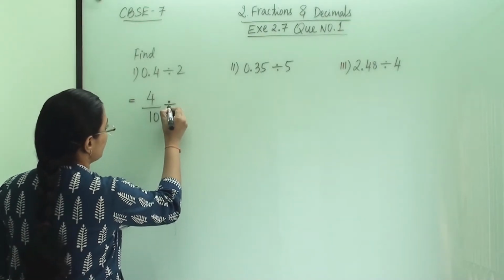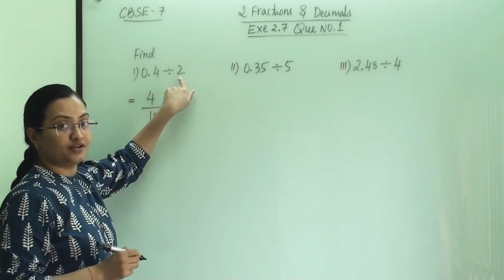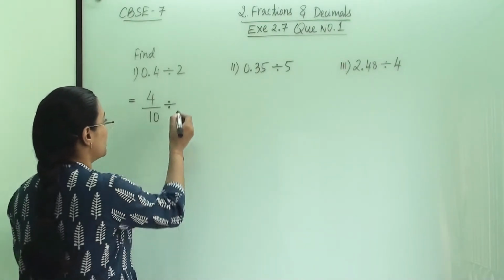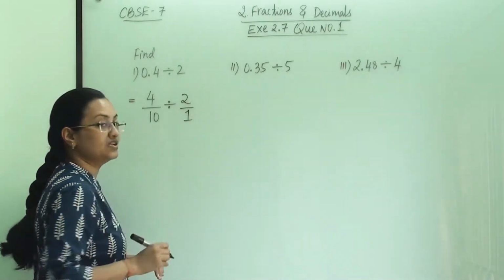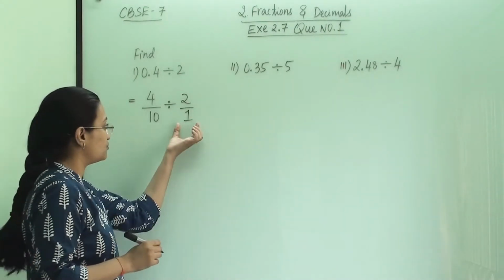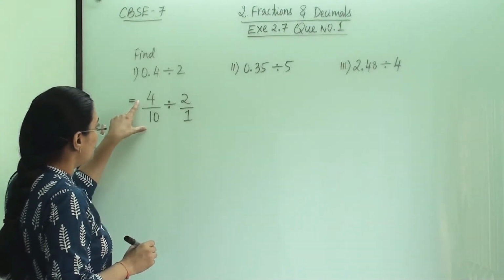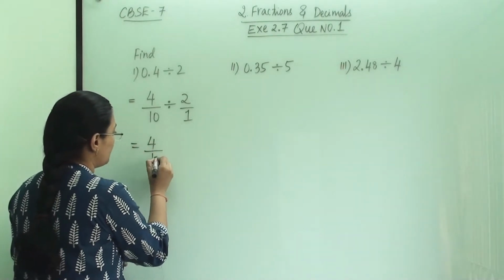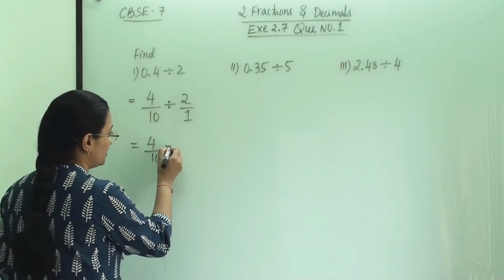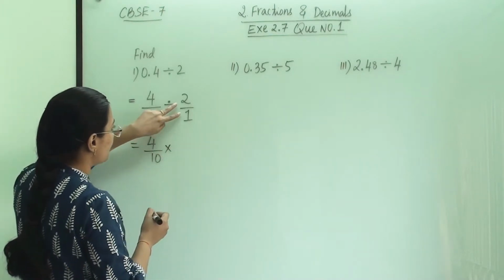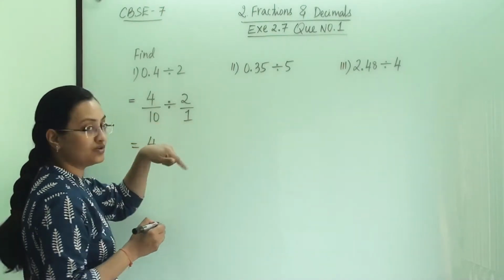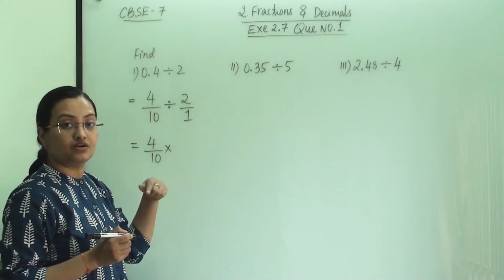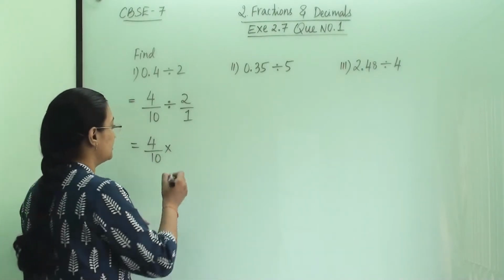Now the division sign, and then let us convert this whole number into its fraction form. We know that for a whole number, if there is nothing in its denominator, we can always mention 1 in the denominator. Now both numbers are in fraction form. In the next step, we convert this division sign into a multiplication sign, and then we convert the second fraction into its reciprocal. We are not converting the first fraction, only the second fraction into its reciprocal form.